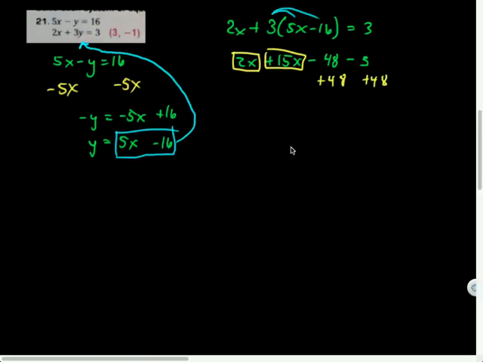Looks like we're going to have 17x on this side, and oh, is that an equal sign? That looks like a minus sign. How sad. Ugh. So 3 plus 48 is 51. And it may be surprising, but I do believe 51 is divisible by 17. I'm guessing, yeah, 3 times.